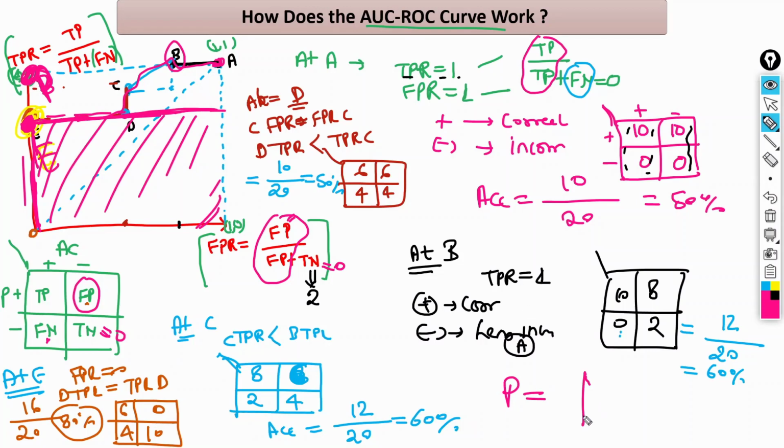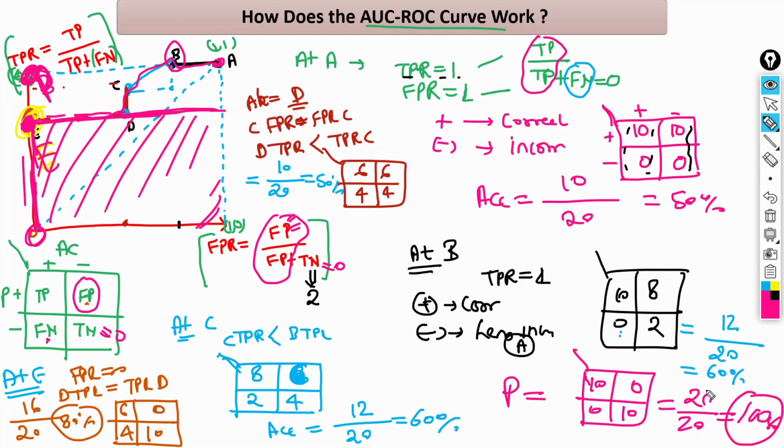It means if my TPR is 1, in that case this will be 10, this will be 0, and here this also will be 0. FPR is 0. If it is 0, false positive will be 0 and TN will be 10. So in that case my accuracy would be 20 by 20, it means 100%. Here I will get 100%, and this area will cover the total 100%.